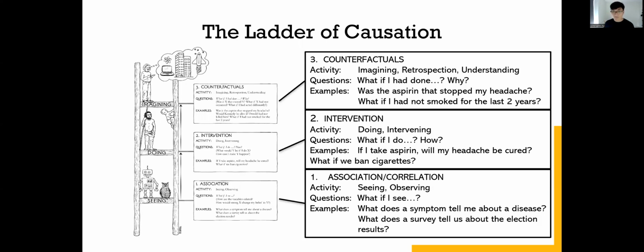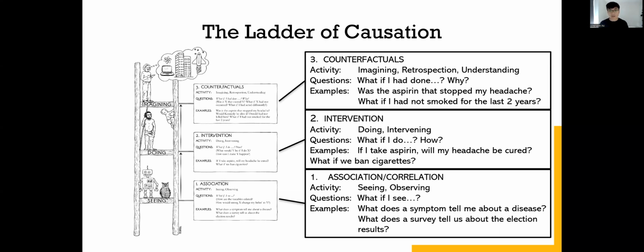To understand how we can identify the causal relationship between two variables, here I would borrow the framework called the ladder of causation by Judea Pearl and Dana Mackenzie in their book, which is called The Book of Why.